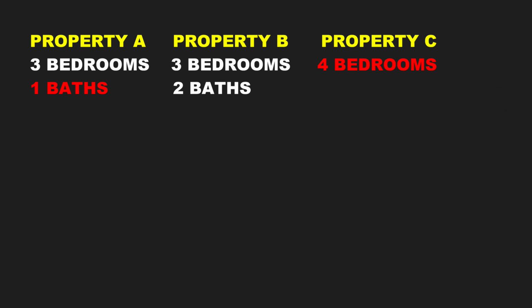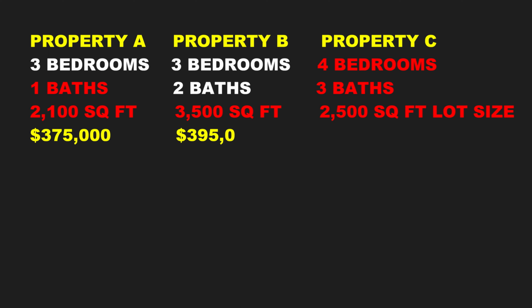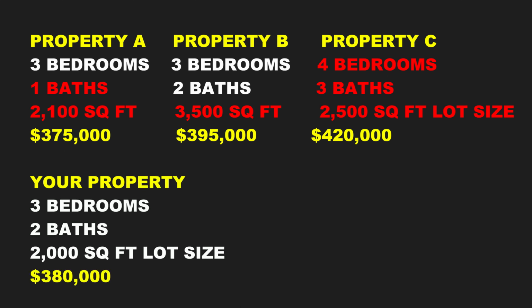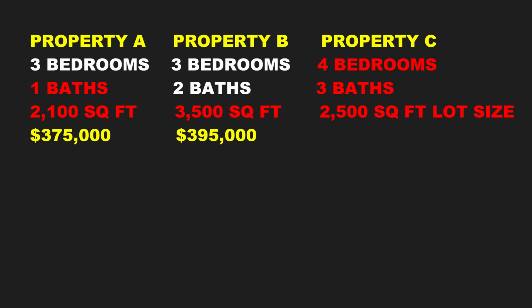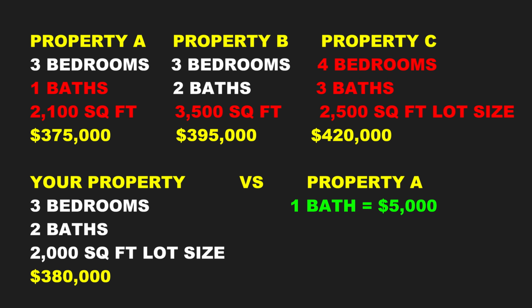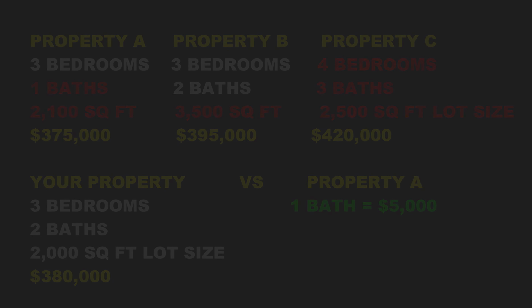So now let's try to break it down, right? We'll look at property A. The major difference versus your property is 1 bath. Your property has 2 baths. Property A has 1 bath. Your property, you asked 380 grand. Property A sold for 375 grand. So you look at the difference, then you can kind of say one bathroom is worth $5,000.